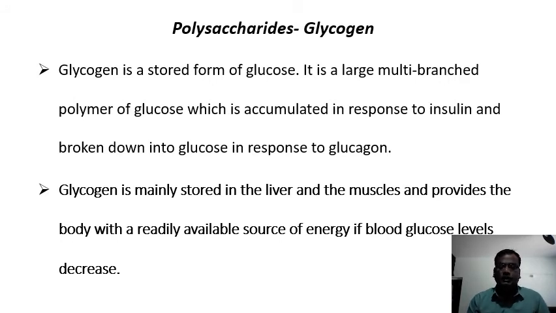Glycogen is mainly stored in the liver and the muscles and provides the body with a readily available source of energy if blood glucose levels decrease. If the sugar is not available in the blood, the liver is going to convert the stored food material into glucose. This process is controlled by two hormones. Insulin will convert glucose into glycogen, whereas glucagon will convert the glycogen into glucose. So we can call it glucose homeostasis.